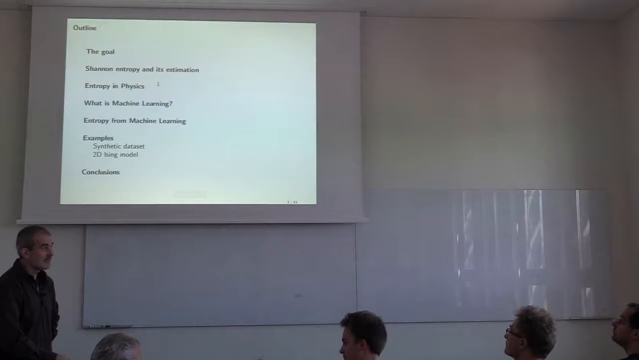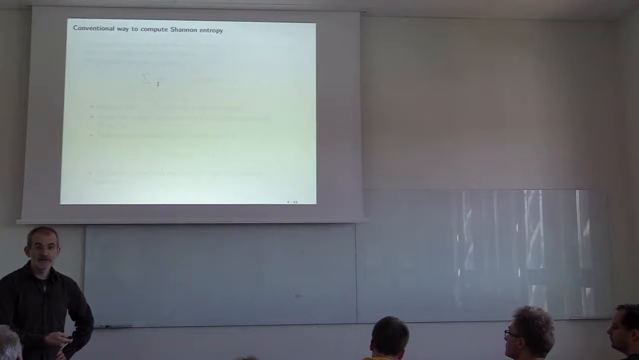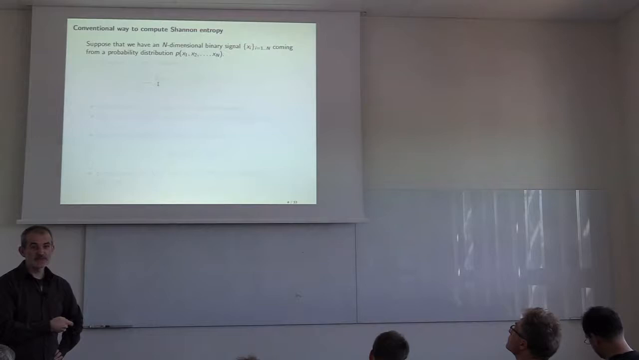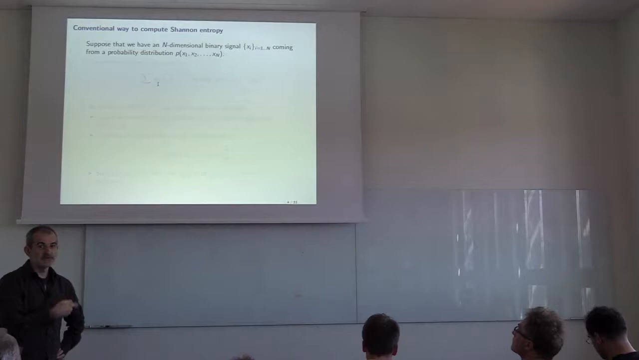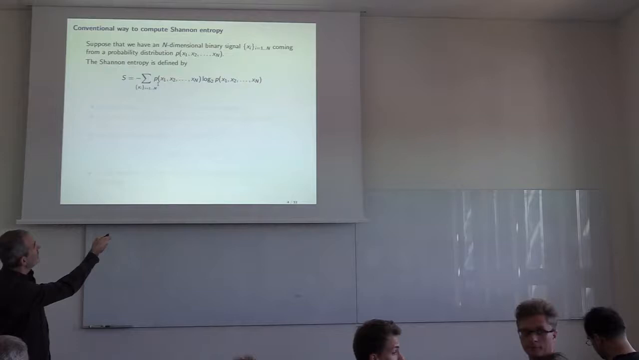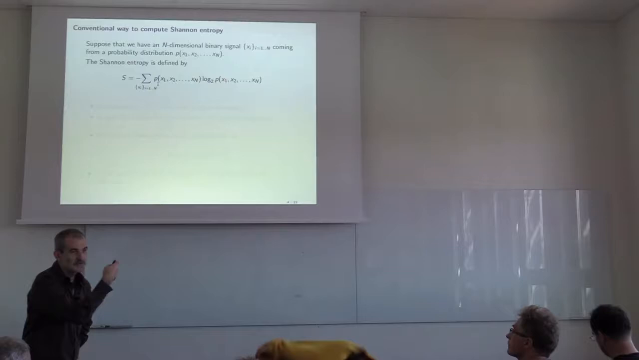Okay, so what is the conventional way to compute Shannon entropy? So first of all, we are dealing with some n-dimensional binary signal. So we have n binary variables, which come from some probability distribution. And then the Shannon entropy is, of course, defined by the following formula. Here, I use base 2 logarithms, so I will always measure entropy in bits. But of course, it's completely inessential.